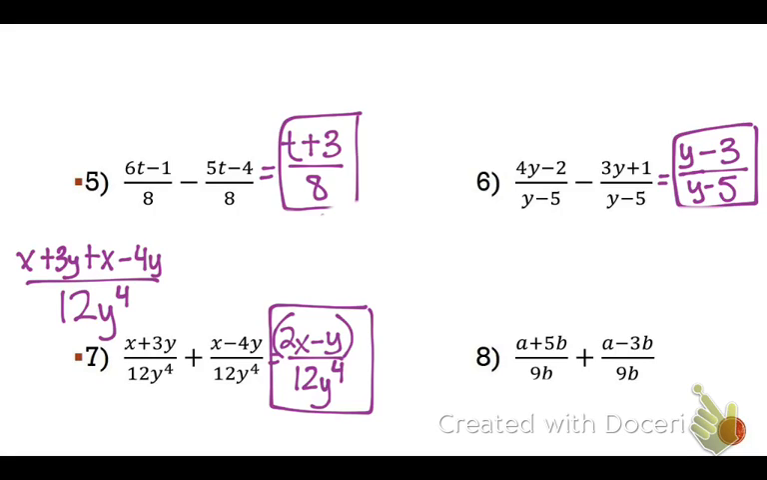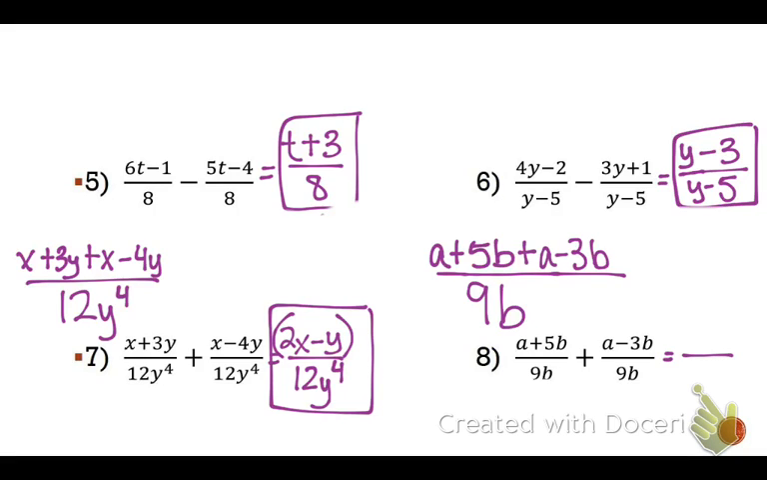Yes. Okay. On number 8, my denominator for now is 9b. In my numerator, I have a plus 5b. What operation did they tell me to use? Addition, so plus a minus 3b. Are any signs changing this time? No, because it's an addition problem, so we do not worry about changing signs. My denominator for now is still 9b.